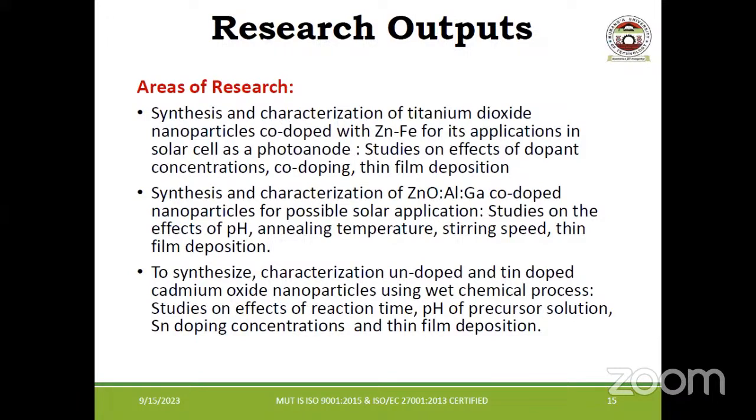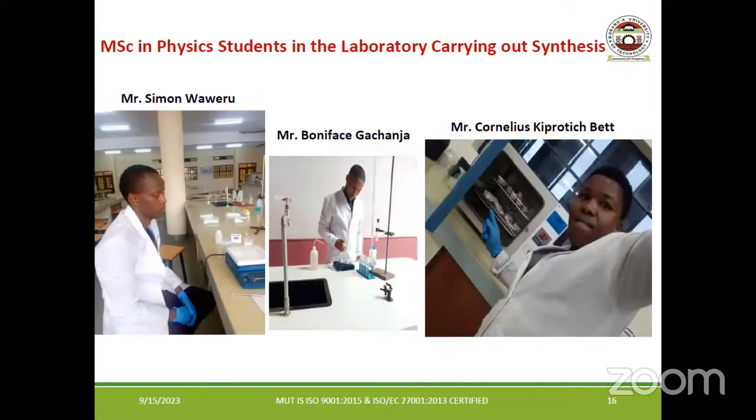the thin film deposition. And then for cadmium oxide, the dopant which we were using was a tin dopant. And in this case, we are looking at the effect of reaction time, pH, because most of these growth parameters really affect the material properties of the materials that come out after, and especially if we are to improve the efficiency of the solar cell.